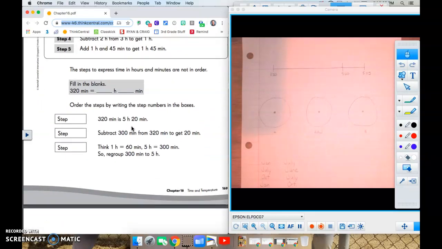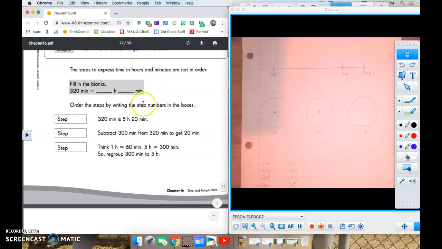Okay, so here we go. The steps to express time in hours and minutes are not in order. So we need to fill in the blanks here. 320 minutes equals some hours and some minutes. Now, there's a page a while back where it shows you how many hours and how many minutes equal each other, like 1 hour is 60, 2 hours is 120 minutes, and so on and so forth. Again, it's nice to know your times 6 facts.